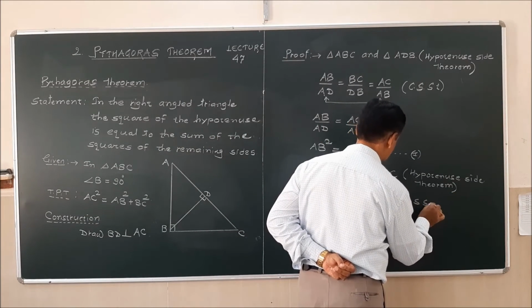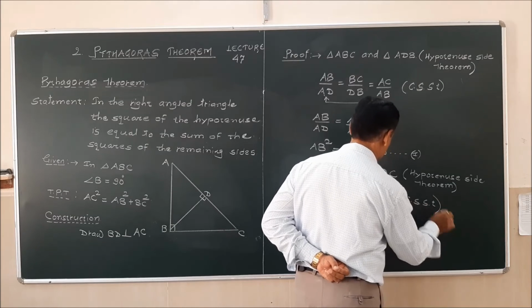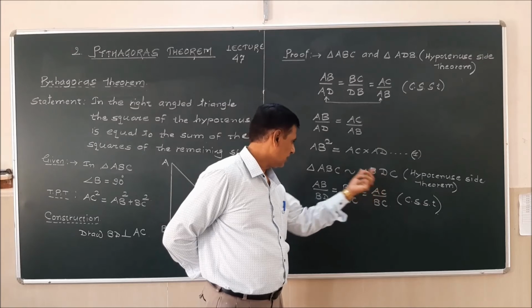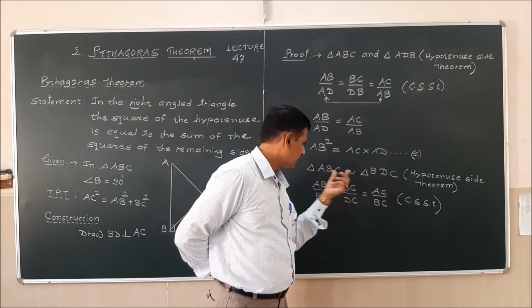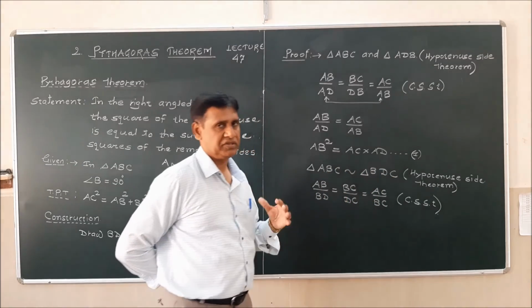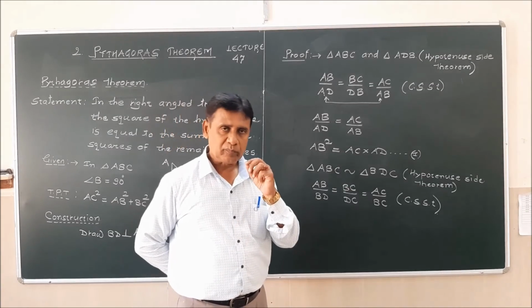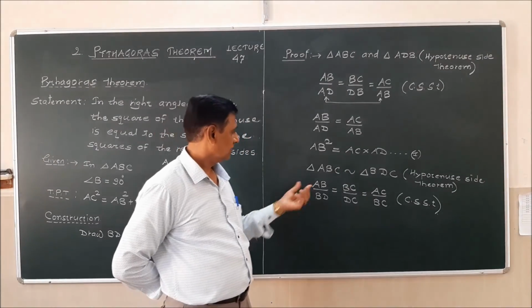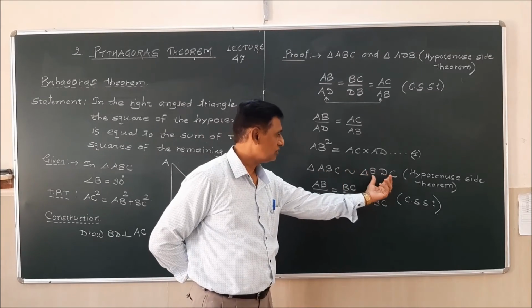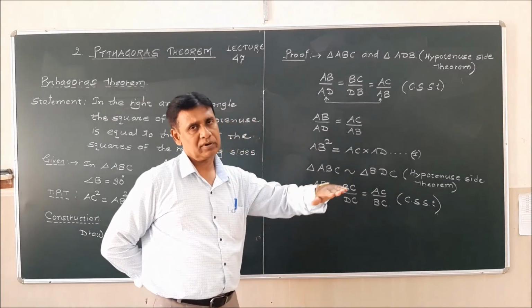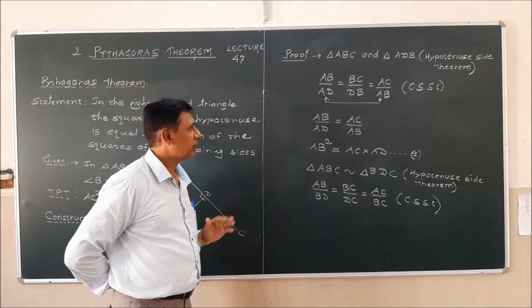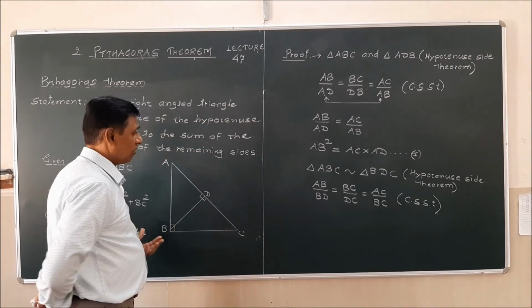Corresponding sides of similar triangles. AB upon BD equals BC upon DC equals AC upon BC. What important precaution you are supposed to take is this: one-one correspondence to be maintained in very proper order. Otherwise all things will go wrong. Okay, now let's see here.